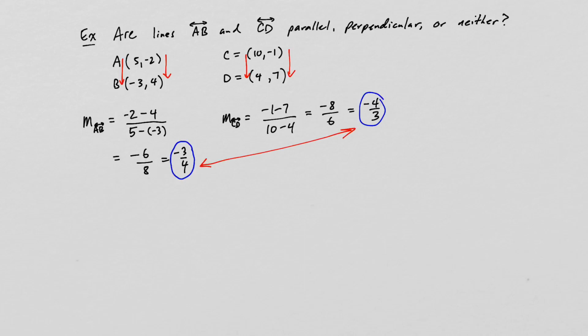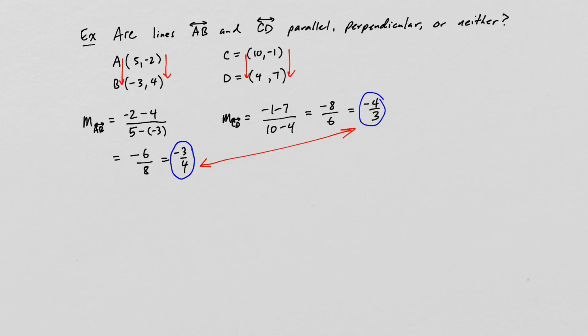Well, are these slopes the same? No, they're not the same, right? So they're not parallel. But clearly we can see that they are reciprocals, yes? One line has a slope of -3/4. The other line has a slope of -4/3. And so you might want to say that these are perpendicular lines.